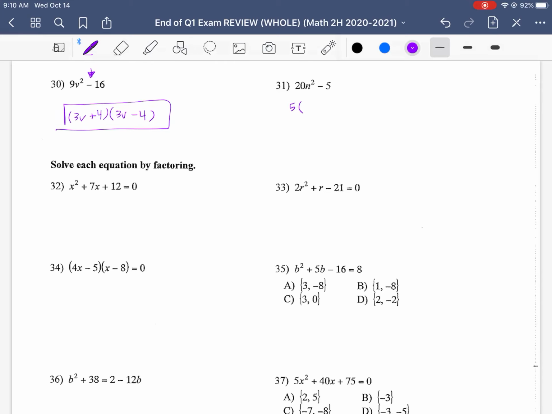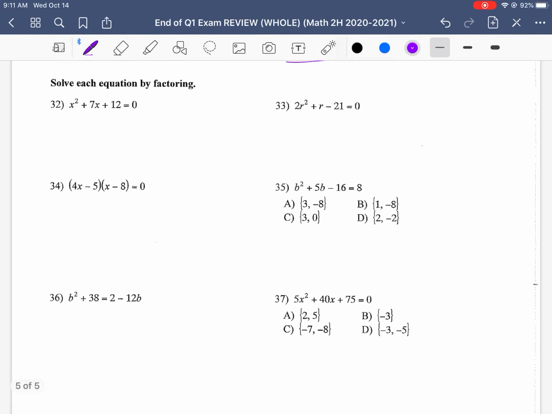31, we look for a greatest common factor. In this case, a 5 divides out of both pieces, so we get 4n squared minus 1. And then again, that's a difference of squares. So there's still a squared piece there. We can factor that down to 2n and 2n. And we can factor it down to 1 and 1. One of them positive and one of them negative. It doesn't matter which one you make which.